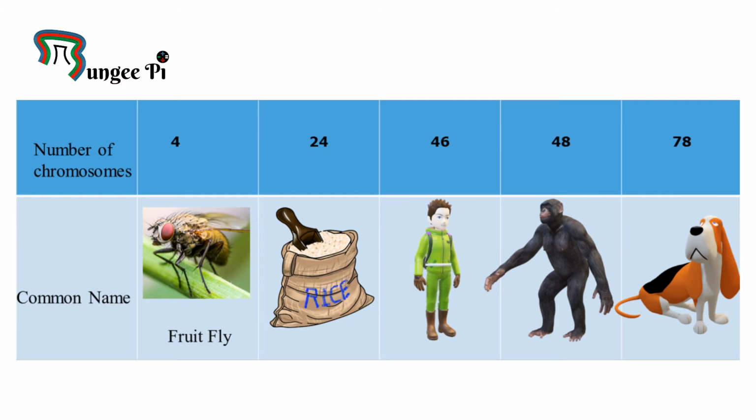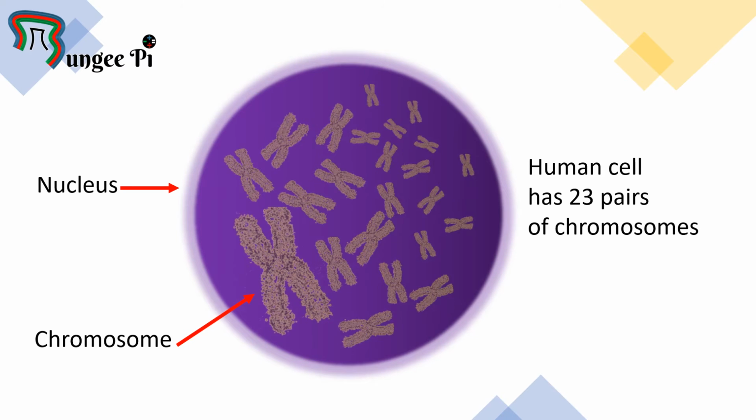In addition, not every living thing has 46 chromosomes inside of its cells. For instance, a fruit fly cell has only 4 chromosomes. What exactly is this chromosome? And how come it contains so much information?